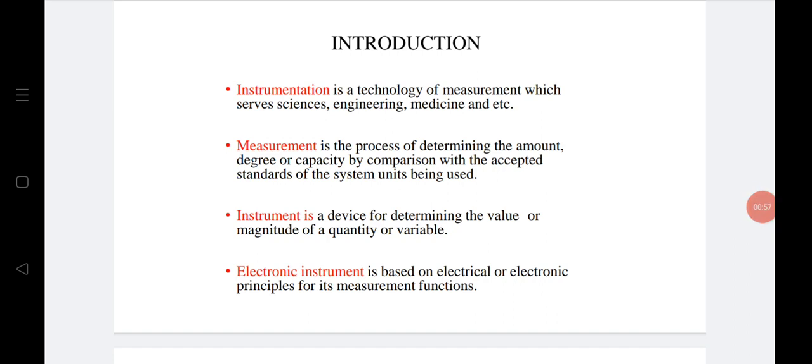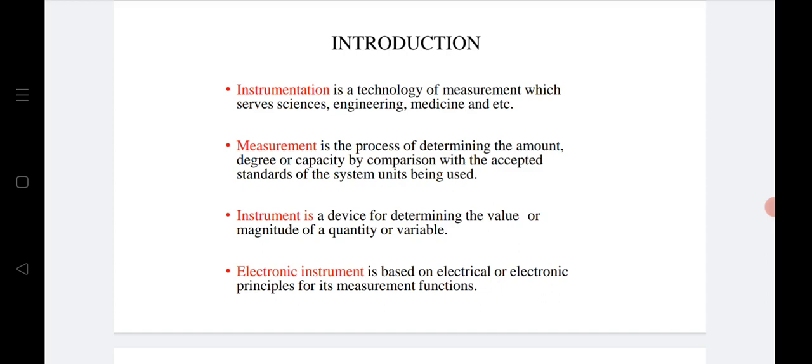So it will be related with your quantities which are available in science. Like in science or in engineering we'll go with the voltage calculations, power calculations. You are going to measure the current flow. So these are various quantities. To measure that particular thing we need an instrument, and the technology which is used for measurement is known as instrumentation. Coming to our next definition, what is measurement?